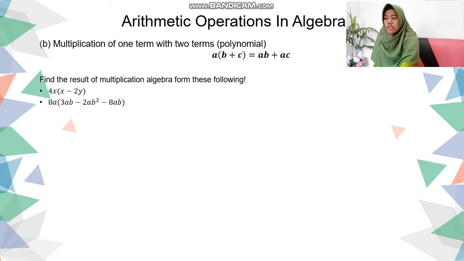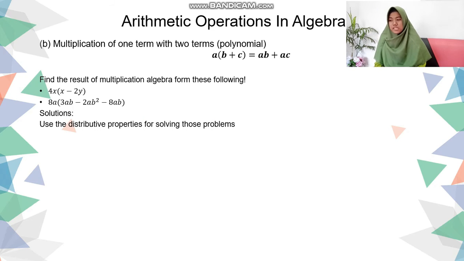Second, 8a times (3ab minus 2ab squared minus 8ab). The solutions are: use the distributive properties for solving those problems.